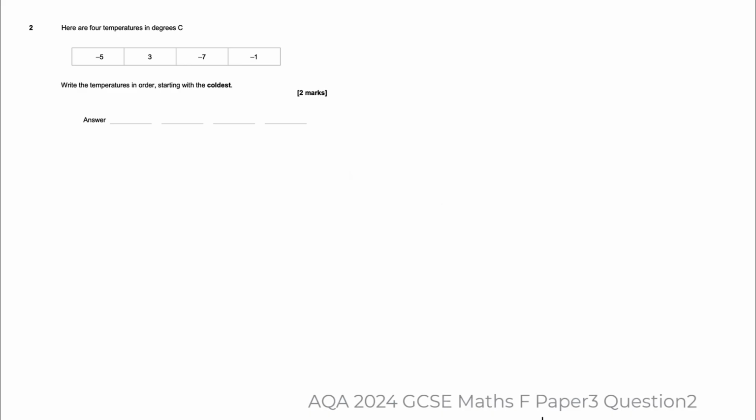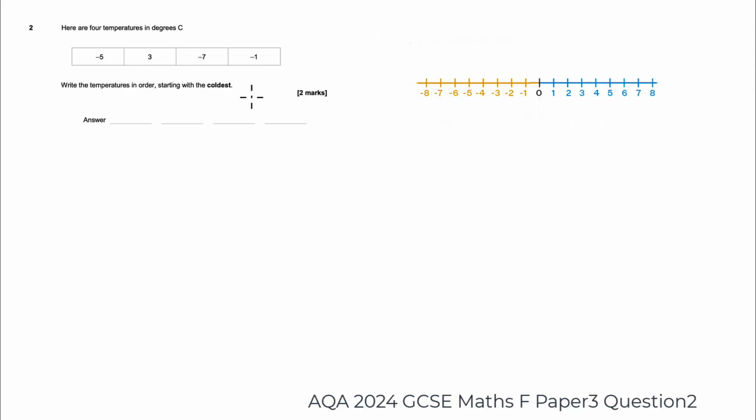Well, here's question 2. And we're given 4 temperatures in degrees centigrade. Here they are in this table. And we have to write these temperatures in order, starting with the coldest. Now I think to manage this successfully you have to imagine a number line. Well, rather than imagining one, here it is. We've got orange, the negative numbers, and blue, the positive numbers.